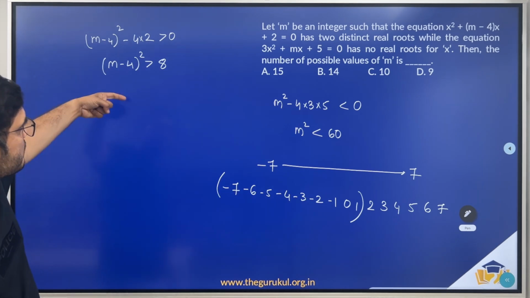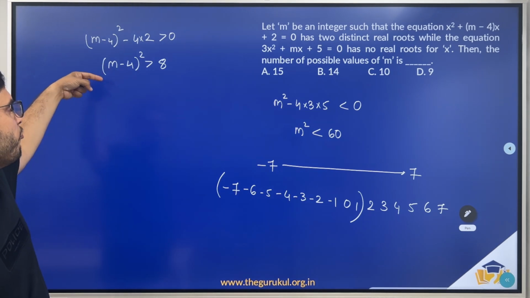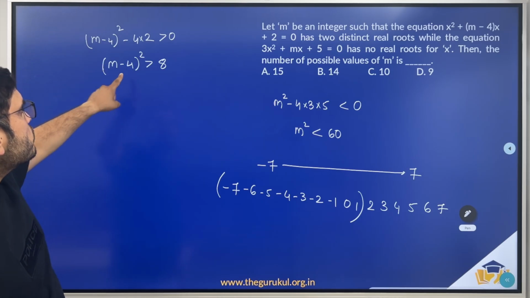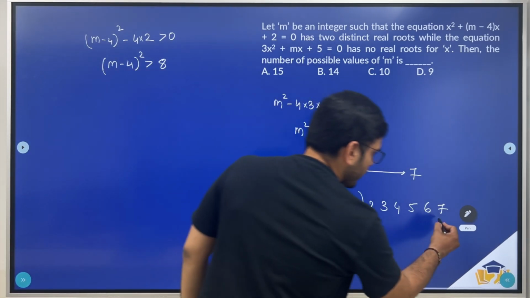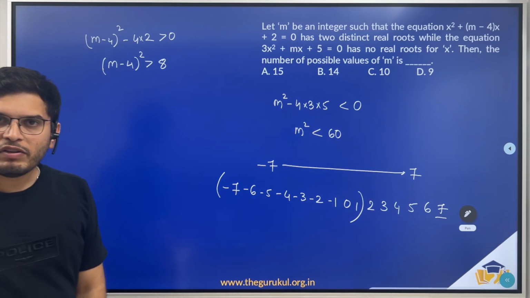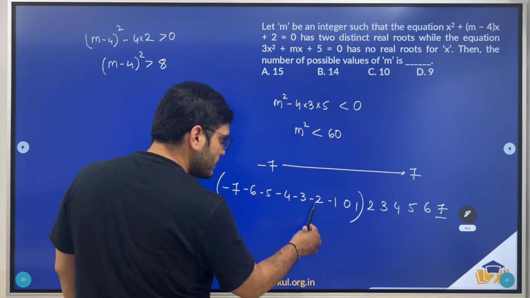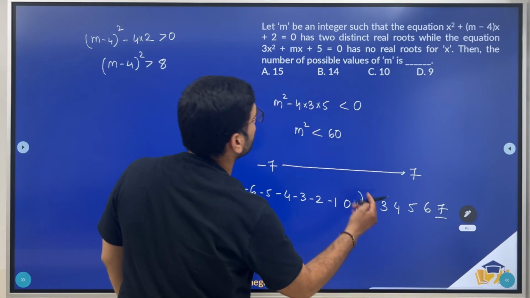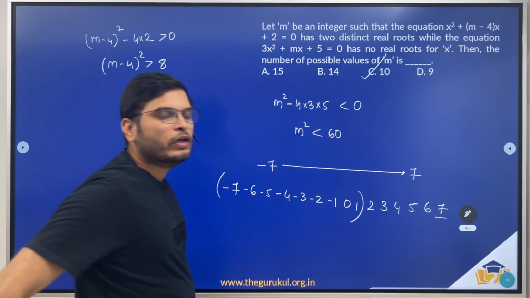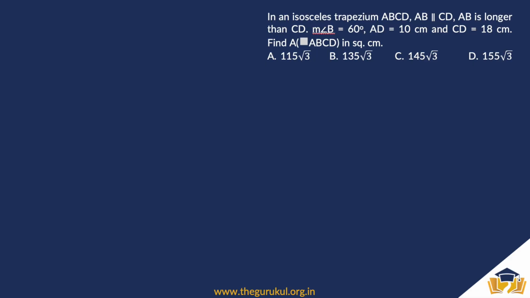Then if I place 3, no, 4, no, 5, no, 6, no, 7, right? So 7 minus 4 is 3, and 3 squared is 9, which is greater than 8. So how many values can m assume? 1, 2, 3, 4, 5, 6, 7, 8, 9, plus 1, 10. Option C should be the answer to this question.